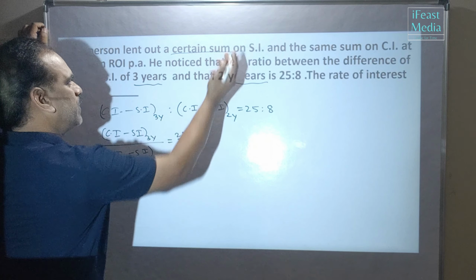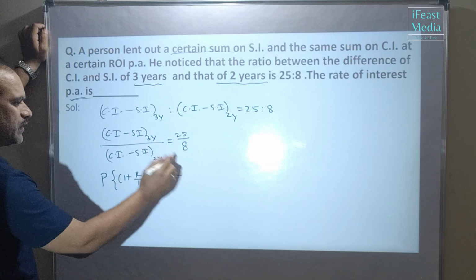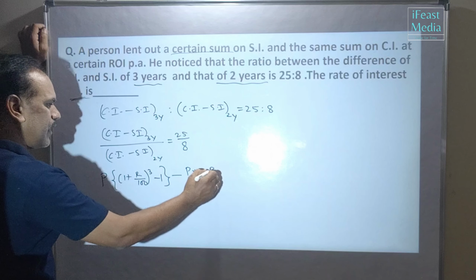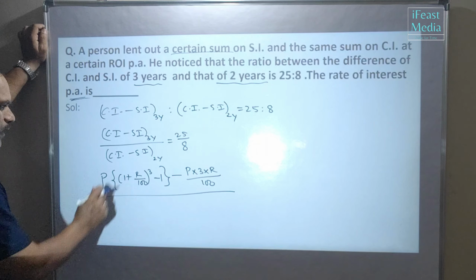R is unknown. Minus what is simple interest for 3 years? Simple interest for 3 years is PTR by 100, that is P into T, 3 years, R by 100, divided by, again, compound interest for 2 years, which is P into (1 plus R by 100) whole power 2 minus 1, minus simple interest for 2 years, which is P into 2 into R by 100, equal to 25/8.